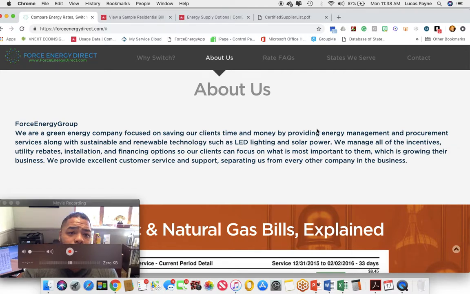We also help them with the financing, incentives, rebates, and all of those things so our clients can save and optimize their energy spend the most. So what separates us from every other company in the business is that we have a comprehensive, complete energy strategy for our clients, not just looking at one aspect of their energy bill, but overall.